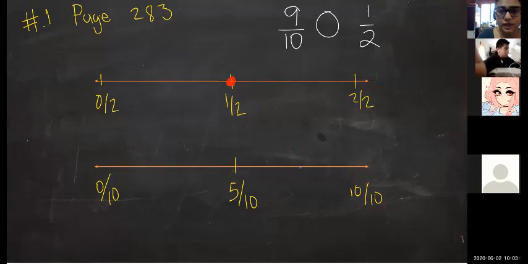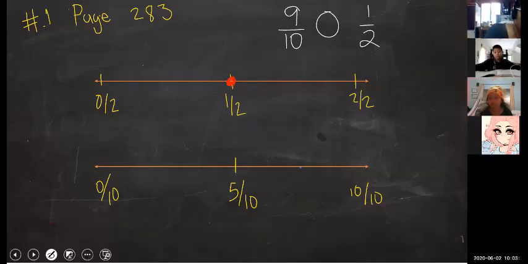Okay, only when you have a question, you unmute. Okay, let's start. First we need to identify which is smaller or greatest. The one half is exactly here. And let me write another. Nine tenths is almost 10 tenths, right? 9/10 is almost here. Here is 9/10.